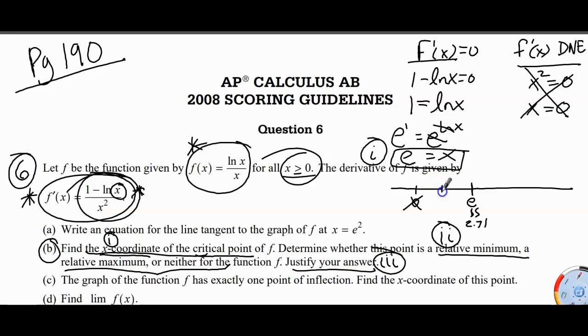The next most convenient number would be 1. And it turns out that 1 is a number you can actually plug in. What is ln of 1? That would be 0. And plug in 1 on the bottom, you get 1. So you have 1 minus 0 over 1, which is 1. So we have a positive slope on this side over here. Okay? Now, next we need to figure out what's going on the other side.